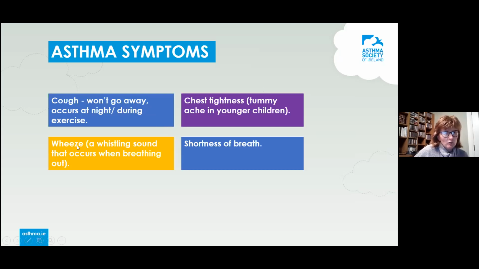Then wheeze is the other one. So we've all heard of people wheezing, and the wheezing is on the outward breath. It's not on the inward breath. Again, with asthma, it's always on the outward breath. So you can hear this whistling sound when somebody's breathing out. And then the other one is shortness of breath, which can happen during exercise or even just going up the stairs or just generally not even doing any exertion. Sometimes if you have asthma, that can become quite a problem. But again, you have to have it with some of these other symptoms. It can't be just the shortness of breath on its own, because shortness of breath on its own is not asthma, and that needs to be investigated further.